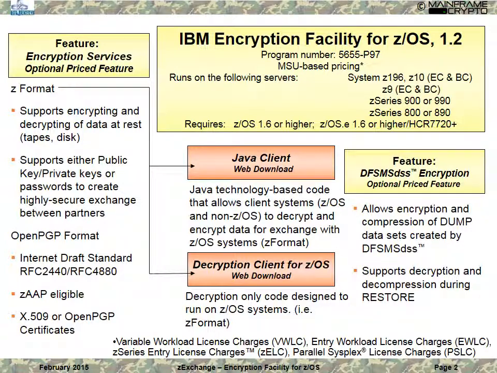So if you have zAAPs or zIIPs now, you can offload that work and save some CPU costs. And that can be a significant advantage, and we'll touch on that a little bit more as we go along as well. And then the OpenPGP standard uses OpenPGP certificates. However, IBM and RACF work with X.509 certificates, so the OpenPGP support in the encryption facility can support either of those, and we'll touch on that a little bit more as we go along.